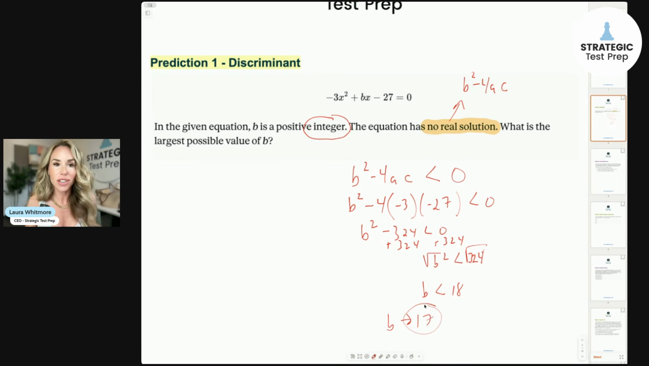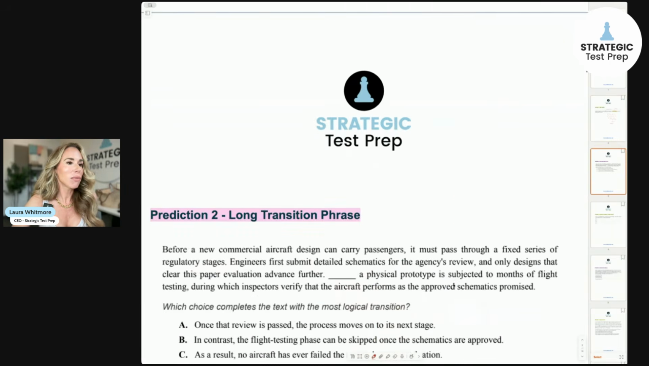Keep an eye out for discriminant problems. They are trending like crazy right now. If they talk about 2 real solutions, your discriminant's positive. If they say there's 1 real solution, your discriminant equals 0. So keep that in mind. All right, let's go to my second prediction.